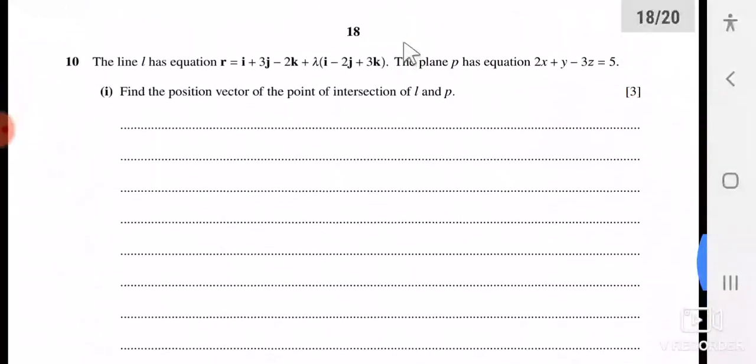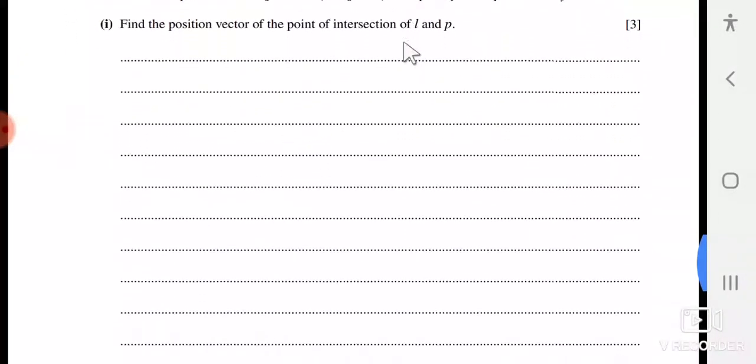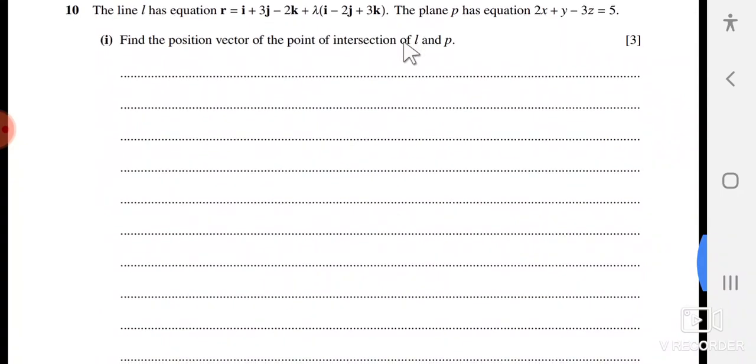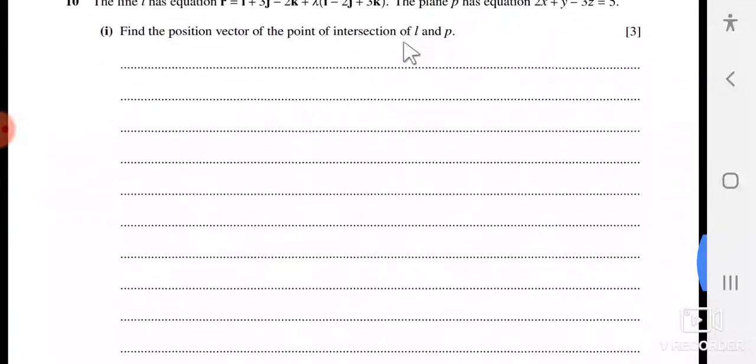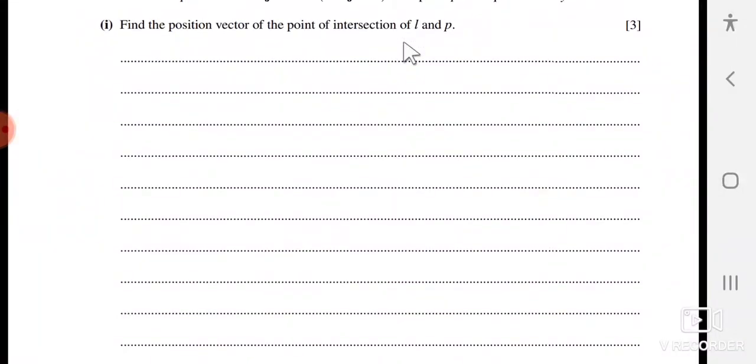Now, this is question 10, and here vectors are included, but the part on planes has been excluded for this year, so I'm not going to attempt this question. It's over now, my dear, and in the next paper I will see if the question does not contain vectors and the plane equation, then I will attempt it.